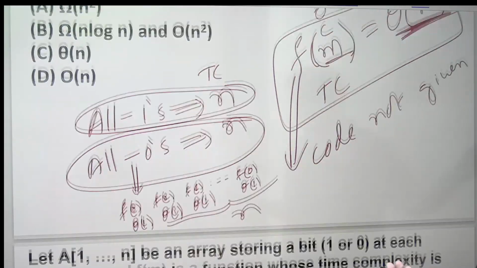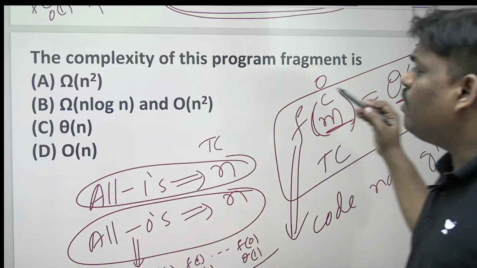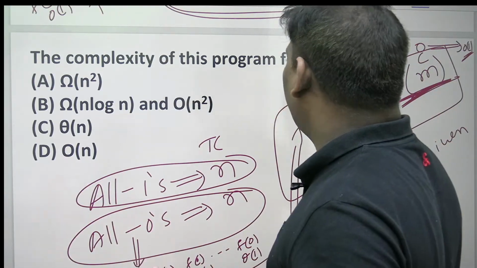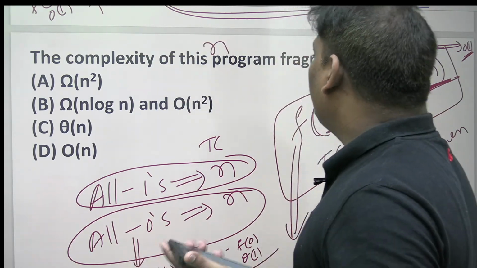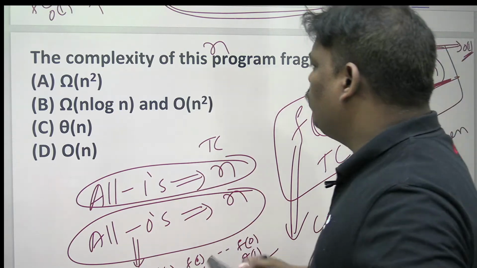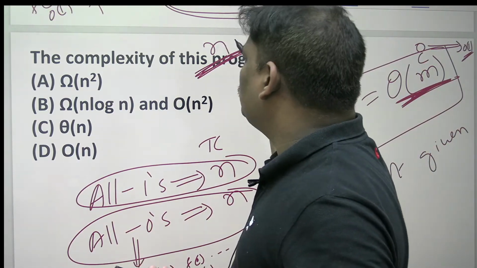Right? Fine. So all ones also n time, all zeros also n time. So the time complexity of this program is n. See this one. The time complexity of this program is n. Be careful. Time complexity of this program is n. Now you can see the options. If the time complexity of this program is n, see the options one by one.